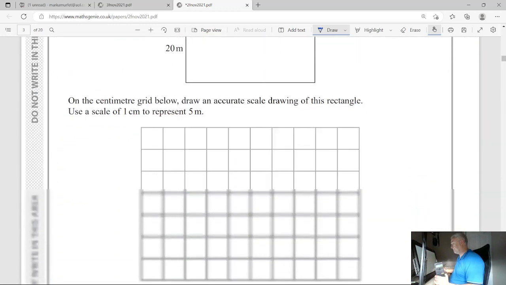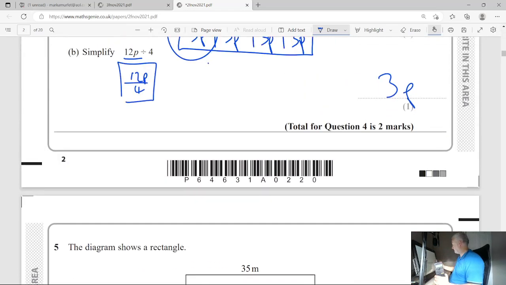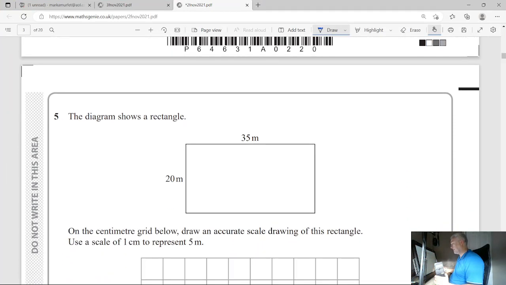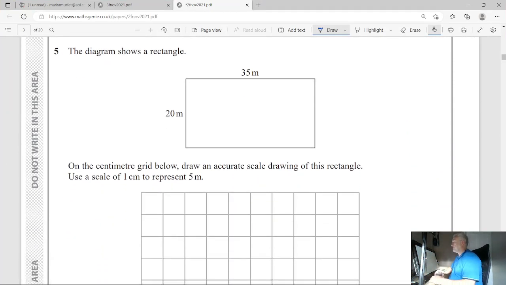Okay, next one. Question 5. So the diagram shows a rectangle. It's 35 meters across. It's 20 meters high. On the centimeter grid below, draw an accurate scale drawing of this rectangle. Use the scale. 1 centimeter represents 5 meters. Well, if that's 35 meters and one of these squares equals 5 meters, that's what it's telling me the scale is. Okay, how many 5 meter squares goes into 35?